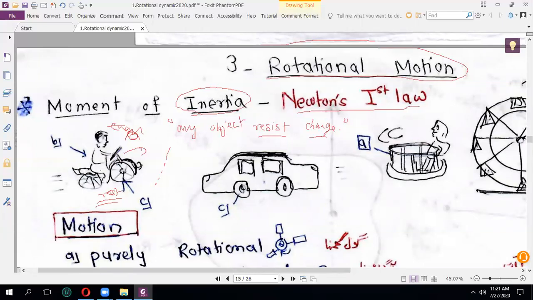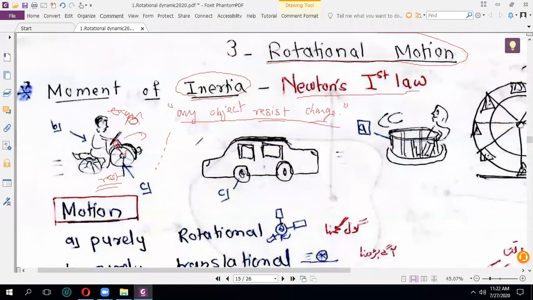So at the starting position, they give a large acceleration. Why are they using a high engine? Because the object is at rest. For moving that object, you need high energy. Because the object resists changes. This is called inertia.